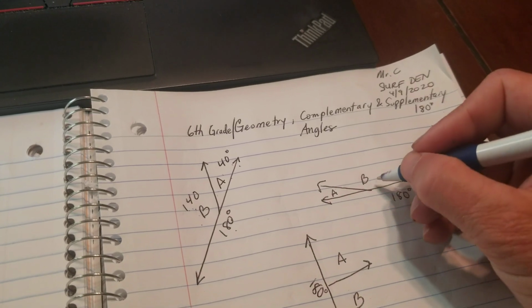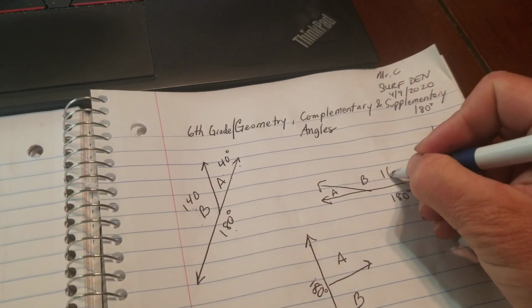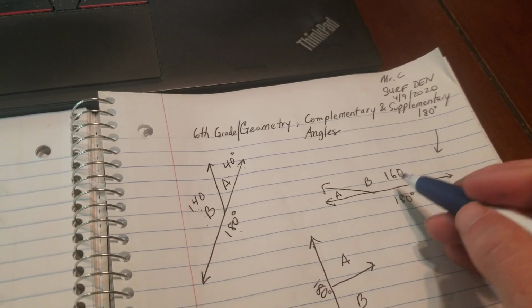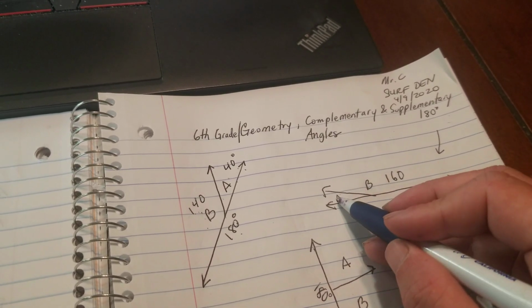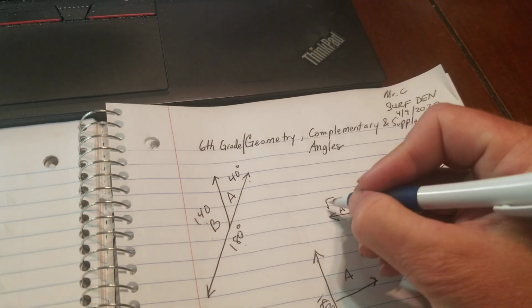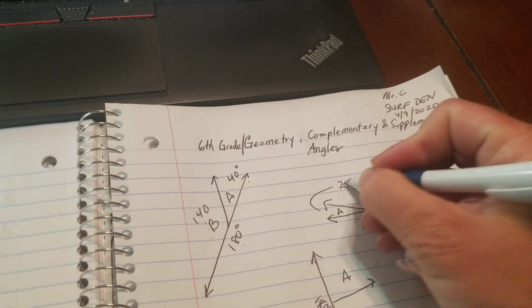What if you had something big? Like, what if you knew B was 160? You know the straight line is 180, and you know B is 160. But what's A? Well, there's only one number that can add to 160 to make 180, and so you would call this what it is, which is 20.